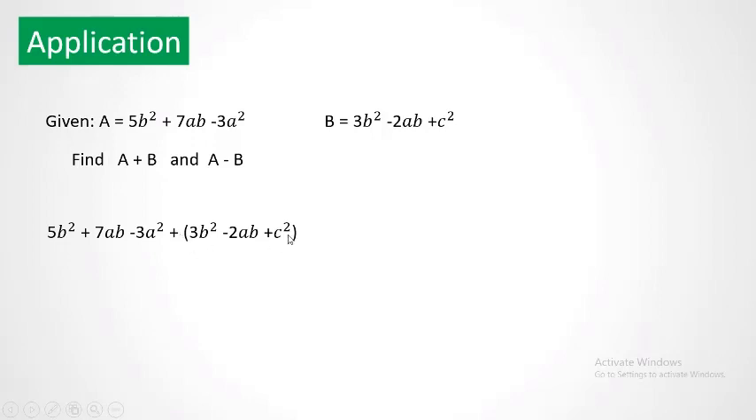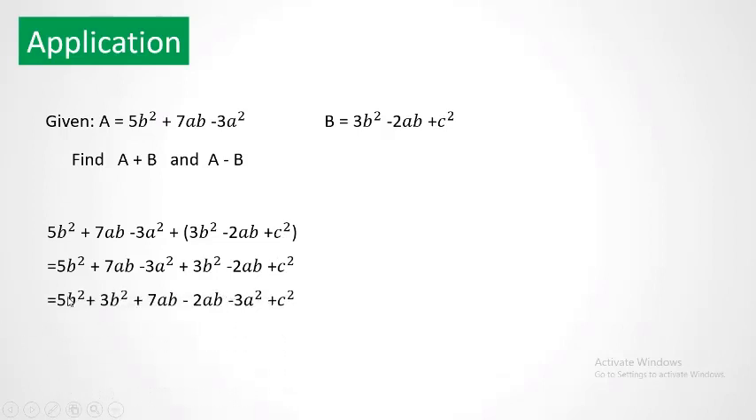A plus B. Remove the parentheses. We have a positive sign outside, so all the terms remain the same. Arrange like terms: b squared, ab, ab. A squared doesn't have any like term. C squared also doesn't have any like term. Then reduce the like terms. 5 plus 3 is 8b squared. Plus 7 minus 2 is 5ab, minus 3a squared, plus c squared remains the same.